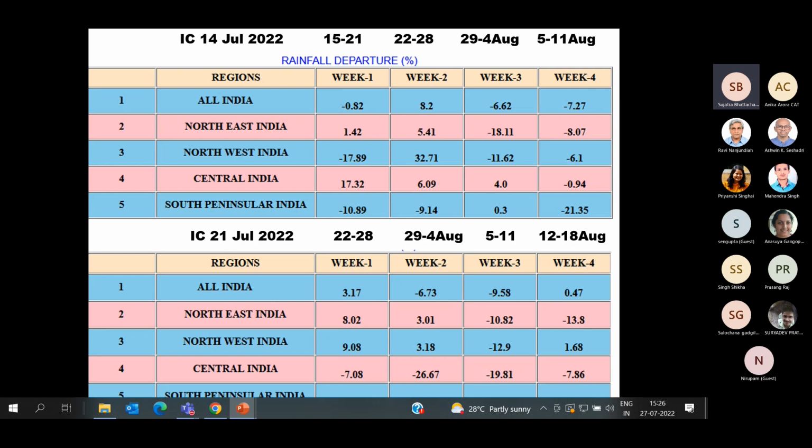The 14 July forecast said that for the period 22nd to 28th, that is this week, it will be 8% above normal, but the next forecast brought it down to 3%. Okay, and that's closer to what is observed. But the forecast for 29th July to 4th August is very similar, interestingly, 6.6 to 6.73. But if you look at the next forecast, minus 7.2 and minus 9.4, so it is showing a weaker monsoon.